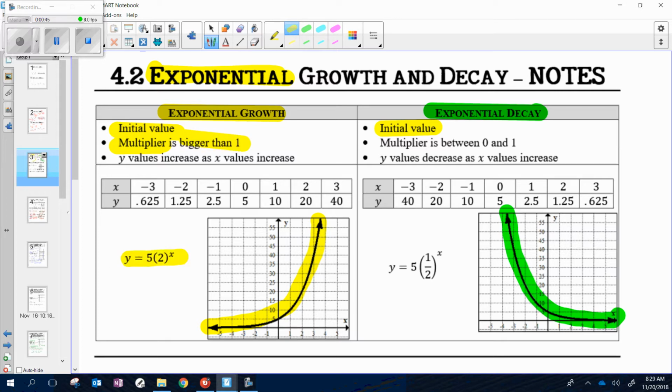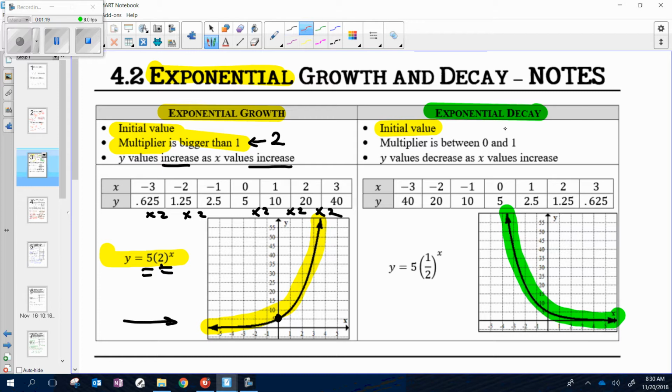So here's an example. The initial value here is 5. That's why the graph starts at 5. And we're repeatedly multiplying by 2 as we go through the table. You can see it really good at the positive x end of the table. So you're starting at 5, you're repeatedly multiplying by 2. 2 is bigger than 1. And you can see that the graph increases as x increases. As you go from left to right, the graph's going up.